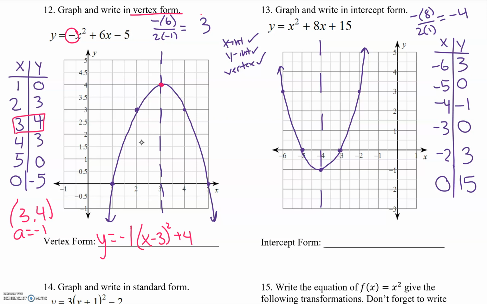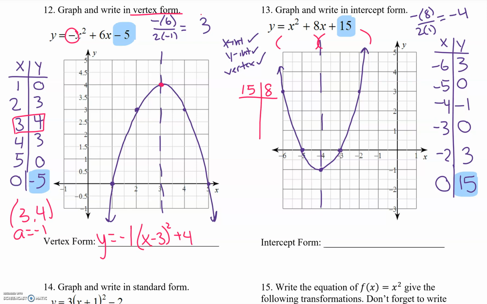Now, if you remember, we said that this was our y-intercept, and remember, in standard form, your y-intercept is always the c of standard form. Okay, that's only for standard form. Now let's write this, number 13, in intercept form. Well, that means we factor this. If we factor this trinomial, we need 2 numbers that multiply to give us 15 and add to give us 8.